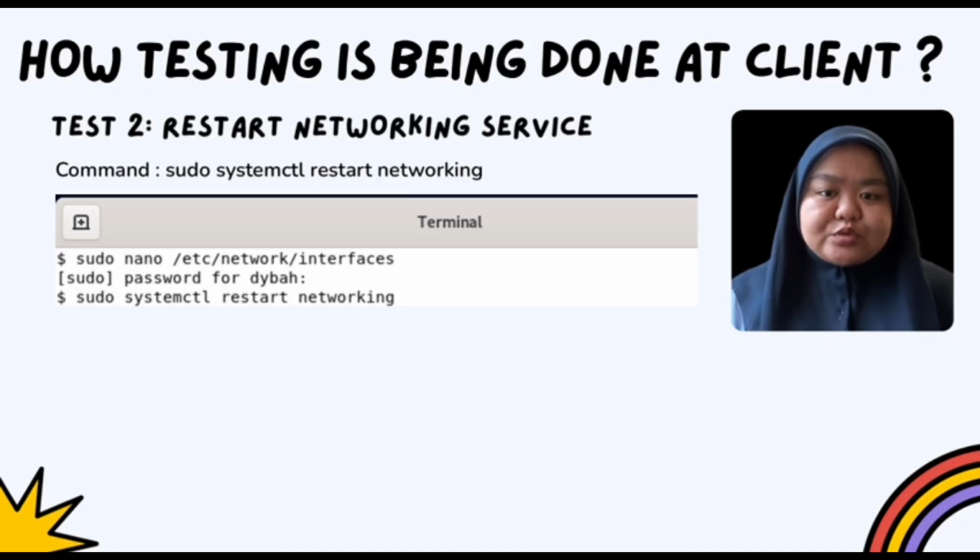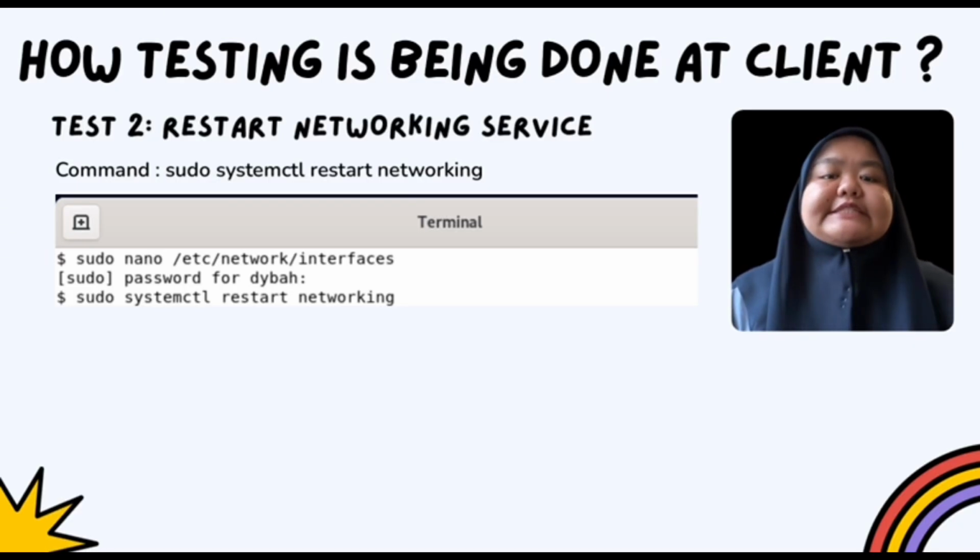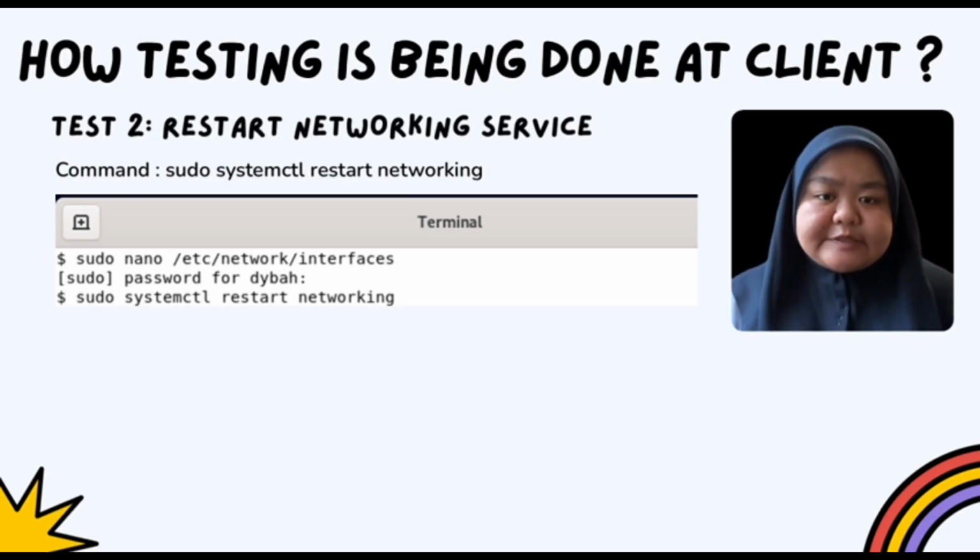Now, test 2. Restart networking service. I use the command sudo systemctl restart networking. After making changes to the network configuration, the networking service must be restarted. Restarting the service ensures the new configuration is loaded and the client immediately attempts to communicate with the DHCP server to request an IP address.